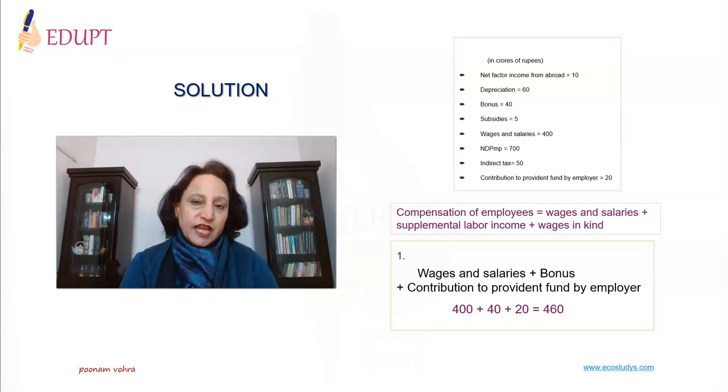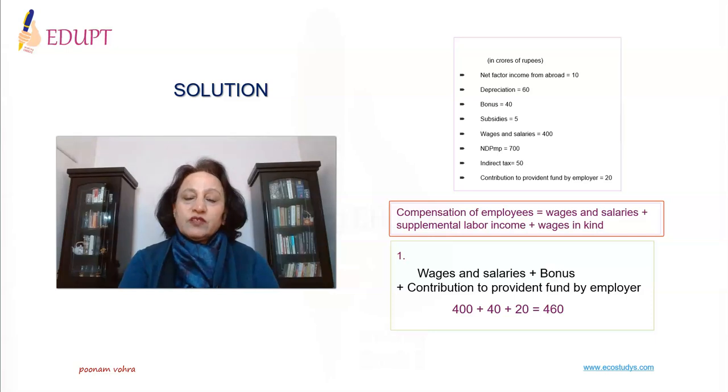I have been telling each time to write the formula before solving any numerical. In this case, to find compensation of employees, one needs to mention its components. Compensation of employees is equal to wages and salaries, that is in cash, supplemental labor income, and wages in kind. Then one needs to find out whatever is given here. Simply substitute the values. Now have a look at the question once again.